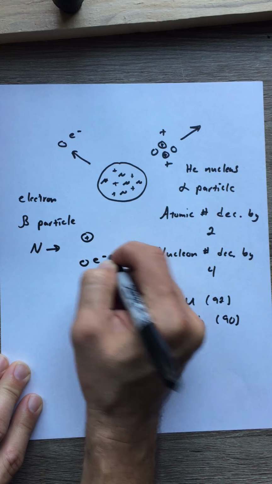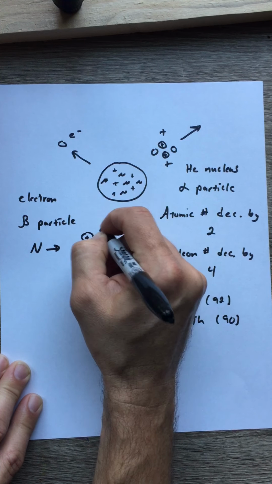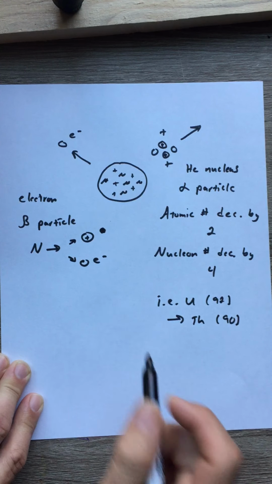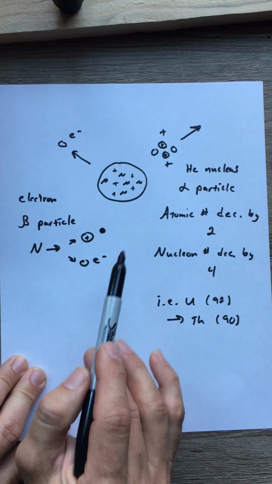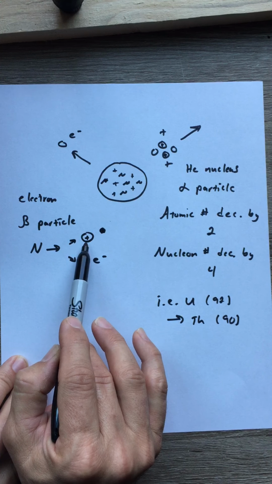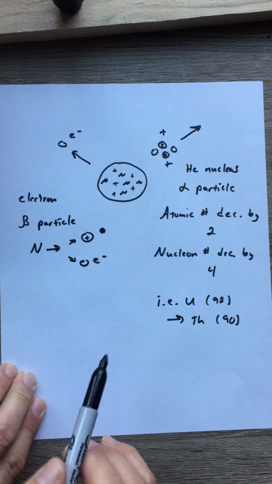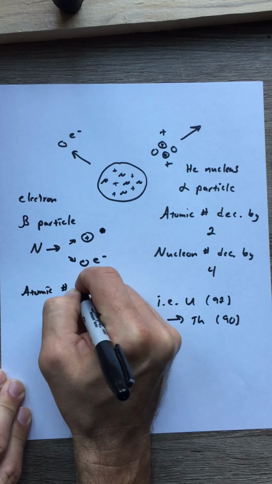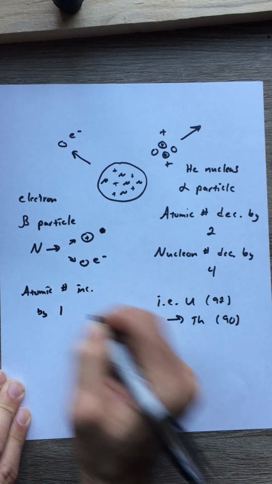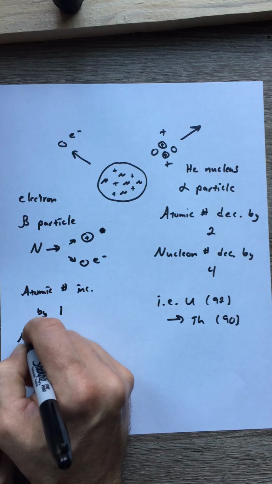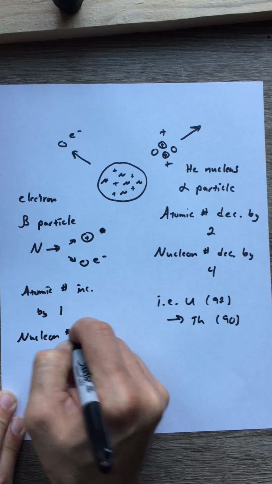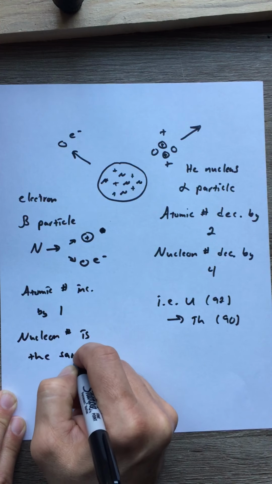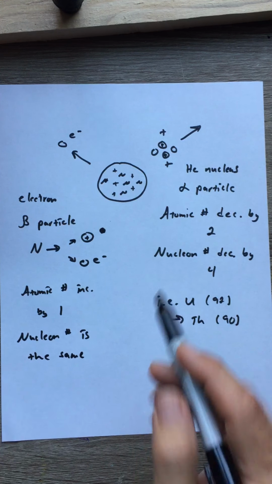and it's not an electron, but it's got the fundamental charge of an electron. So the number of protons in the nucleus has increased by 1. The number of nucleons hasn't changed, but the atomic number increases by 1. The nucleon number is the same, because one of my nucleons, which was a neutron, has now become a proton.